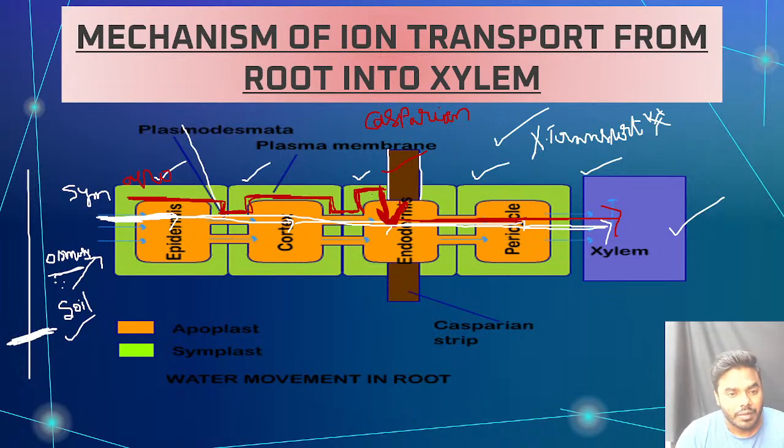What's the reason? Because there is a presence of the Casparian strip. Because of the presence of the Casparian strip only, friends, it never allows the movement of ions or molecules. Then what happened, friends? From the endodermis, the water molecule will enter. From the endodermis, they skip the apoplastic, they re-enter into the symplastic. Once again via plasmodesmata, they reach the xylem.